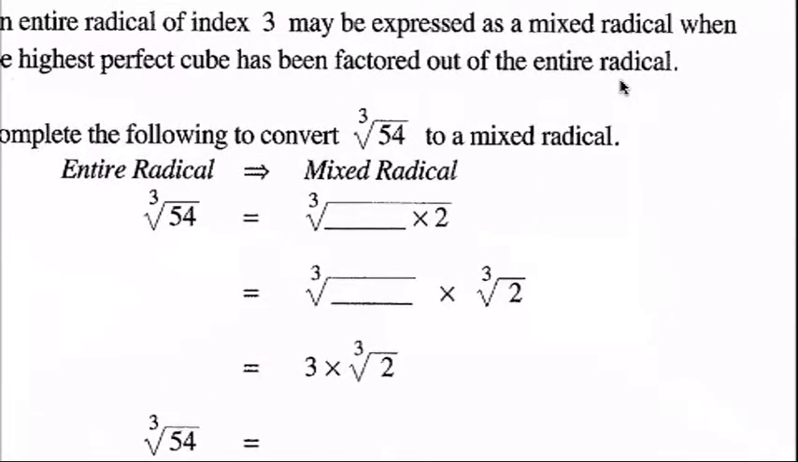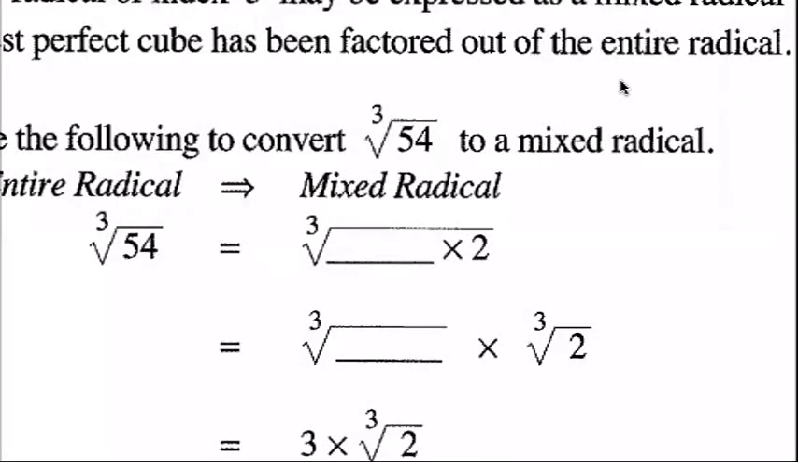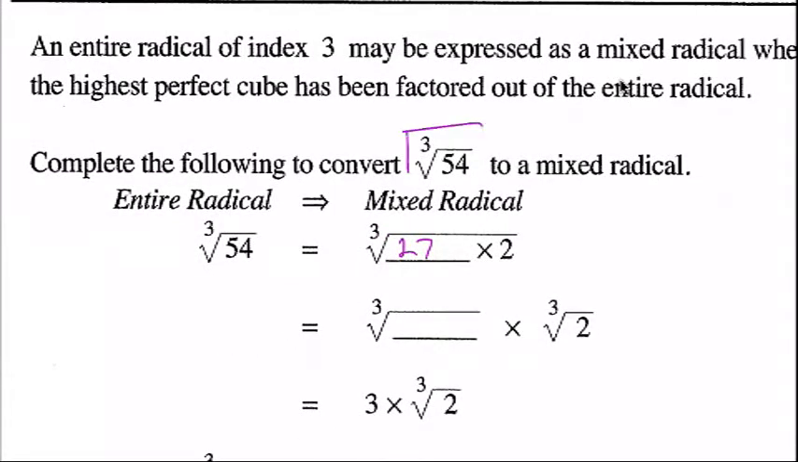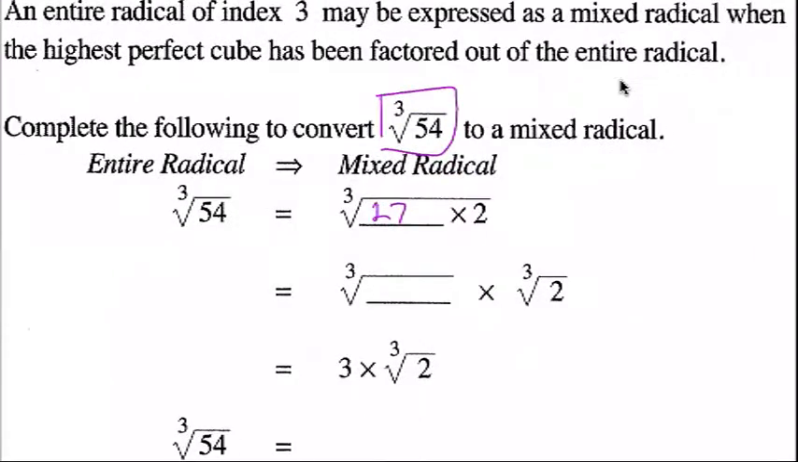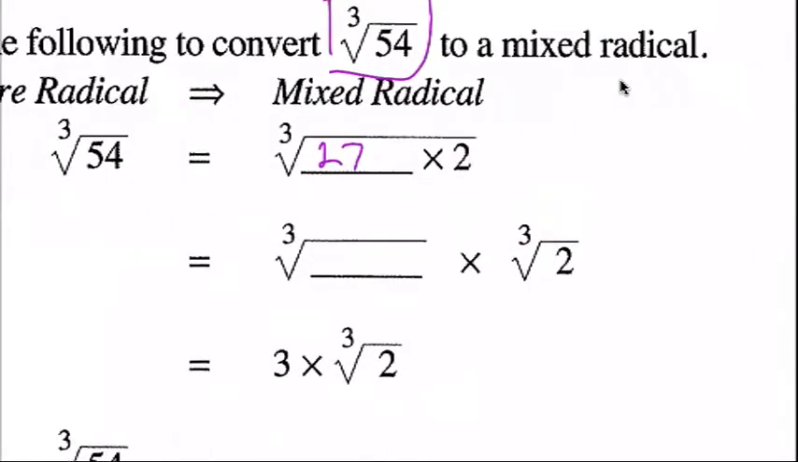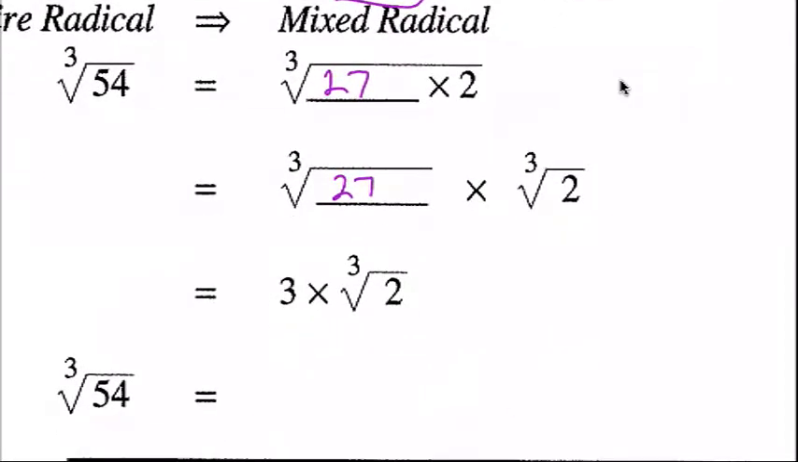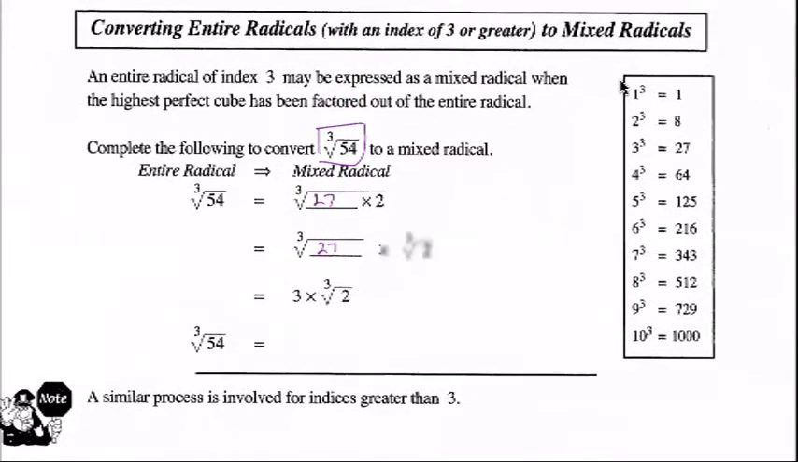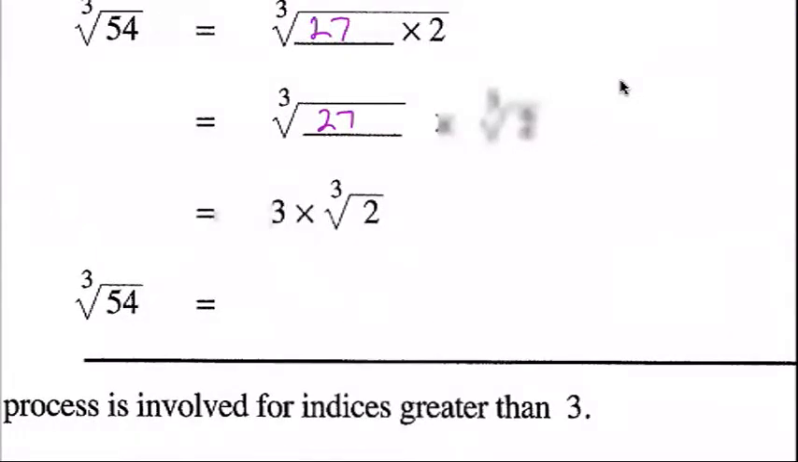So I know that 54 is 27 times 2. Trying to find the cube root of what? 54, sorry. So 54 is 27 times 2. So I can split that up now into the cube root of 27 times the cube root of 2. And I know that the cube root of 27 from my nice handy dandy chart over here is 3. So this is 3 cube root 2.